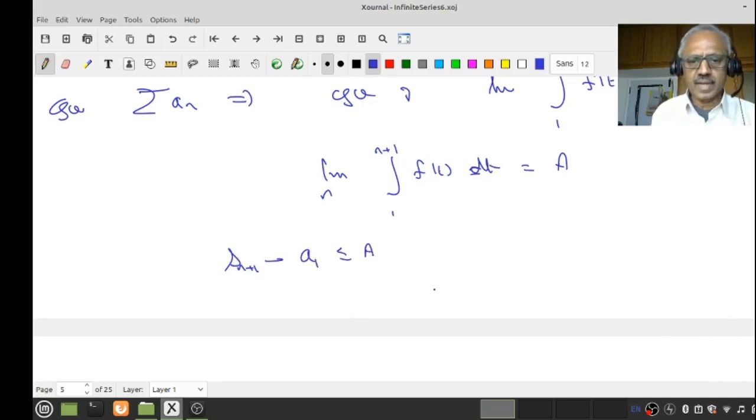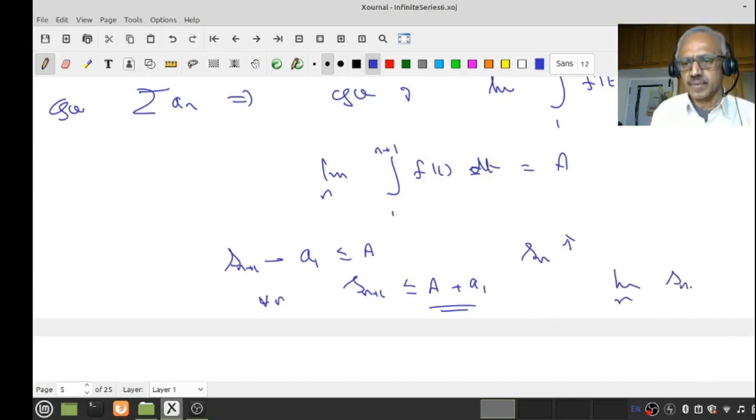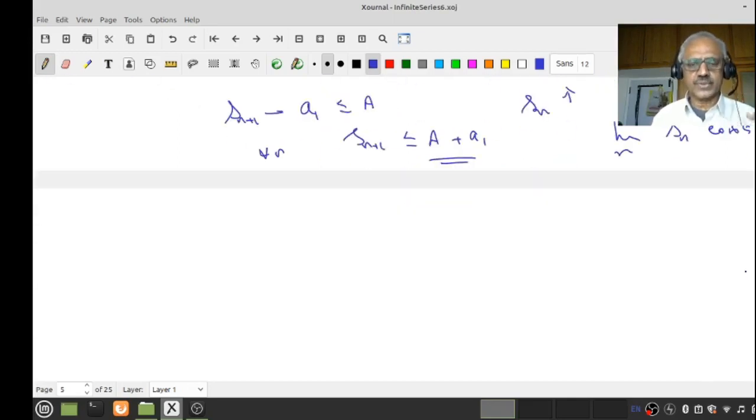Right, and remember the Sn are increasing again, non-negative terms, therefore it's increasing, therefore it's bounded above. Right, Sn plus 1 is bounded above by a plus a1 for all n, and hence the limit of Sn exists. Okay, so what have we shown?